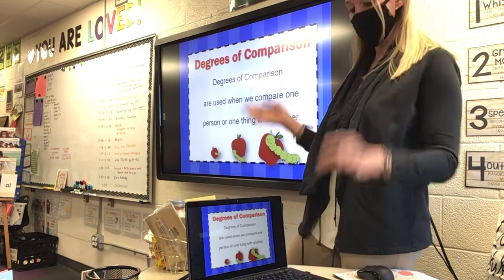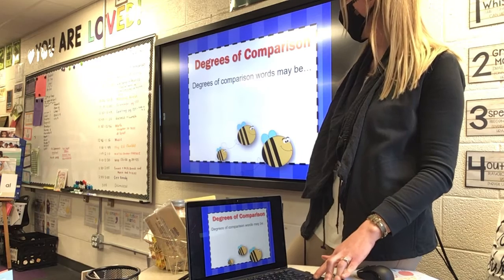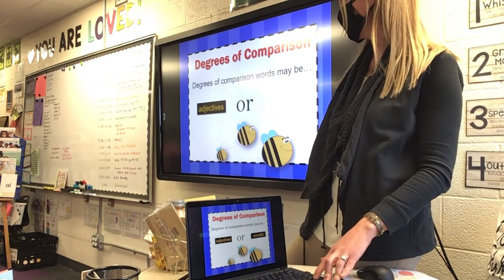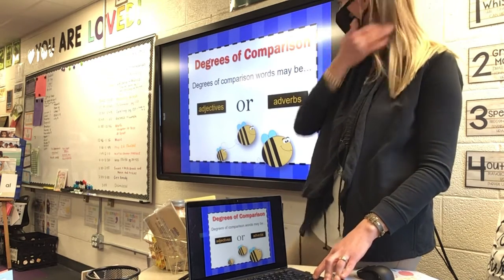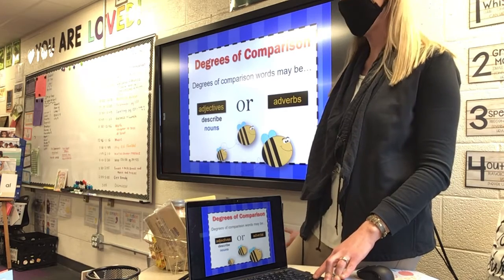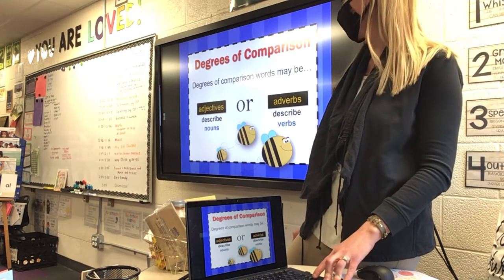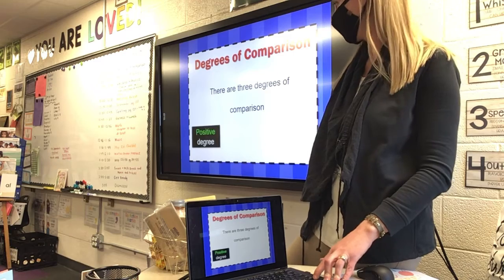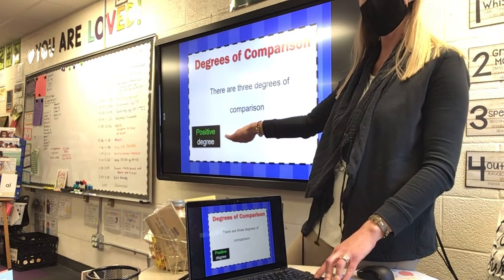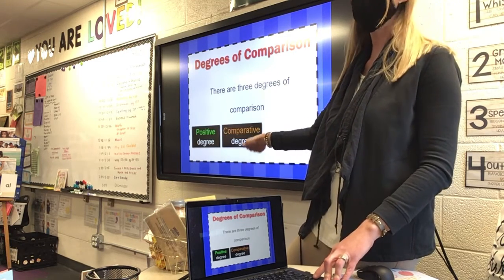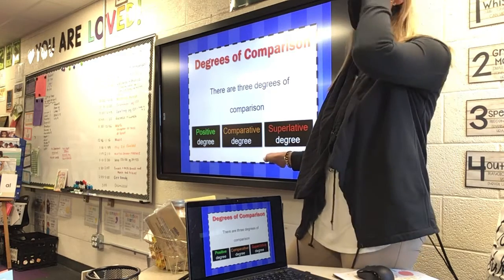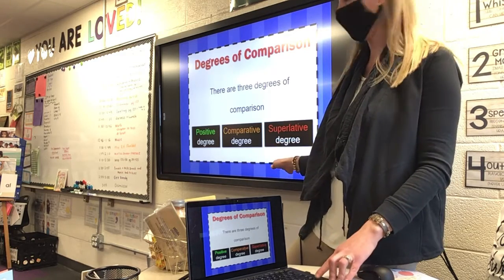We're going to compare two things. So let's review your memory. We have adjectives or adverbs that we can compare. And we know that adjectives describe the nouns and adverbs describe the verbs. We know that. So we learned there's the positive degree, there's the comparative, and then there's also the superlative. And that's what we're going to learn today.